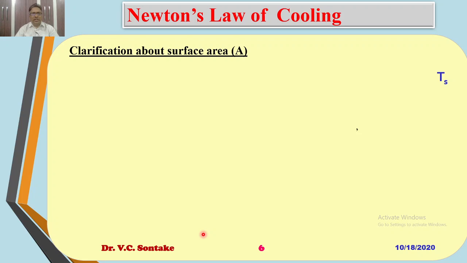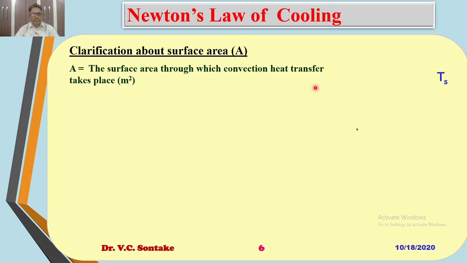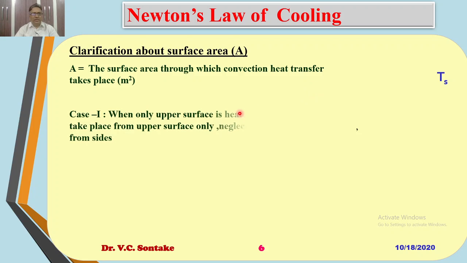Now, a clarification about the surface area A. In many cases, it is difficult or confusing to decide what surface area of the solid object must be taken into consideration to calculate the heat transfer rate. So let us have some clarity about this surface area of the plate. A is the surface area through which convection heat transfer takes place.